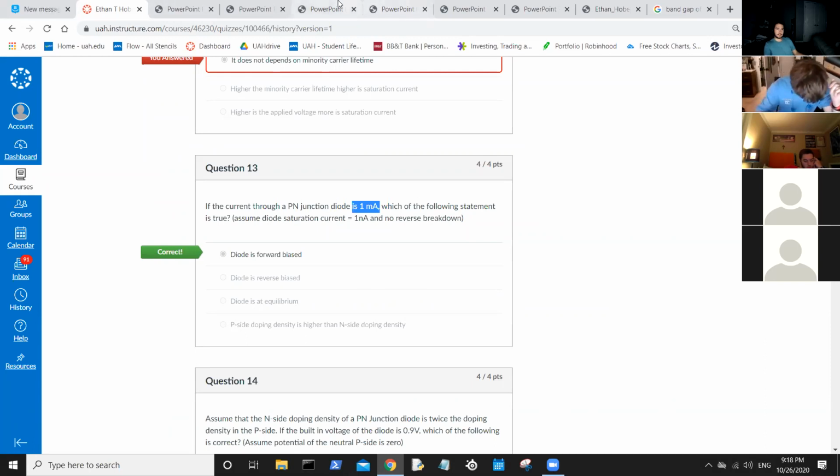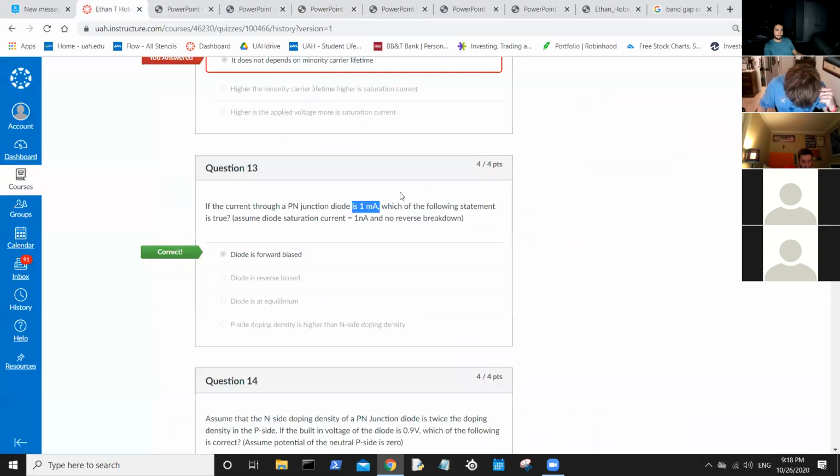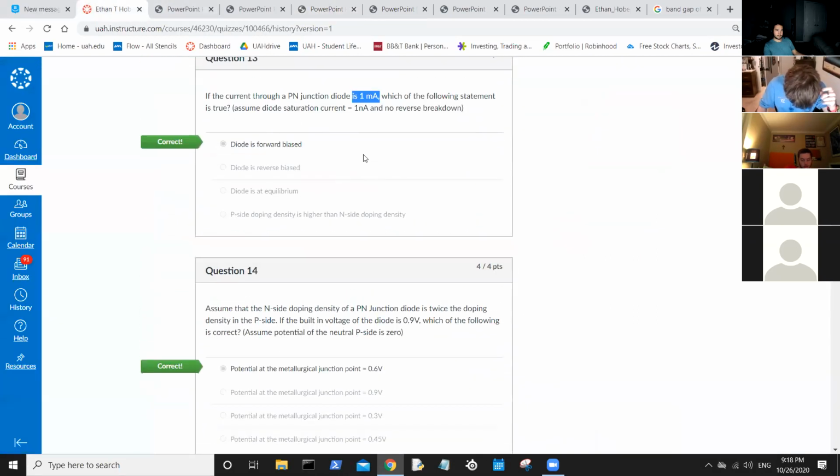But when using the equation traditionally, when you're solving for the value of JD based off of your voltage, you'll be given a voltage value. If the voltage is greater than 0, it's going to be forward bias. If it's less than 0, it's going to be reverse bias. So you can tell based off of a given voltage value as well, which is what we were doing when we were back solving it. All right, so that was that one.